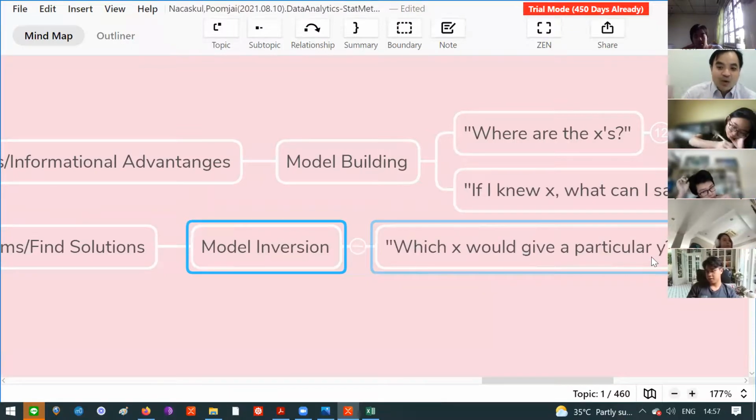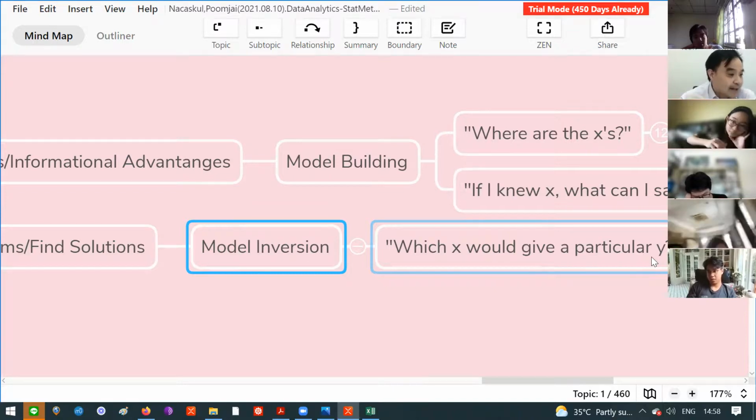You want to go, which X would give you the Y that you like, right? You want people to be healthy, right? So what's the inverse of that? The inverse is, to be healthy, you have to exercise, drink a lot of water, blah, blah, blah. So you do a lot of that.